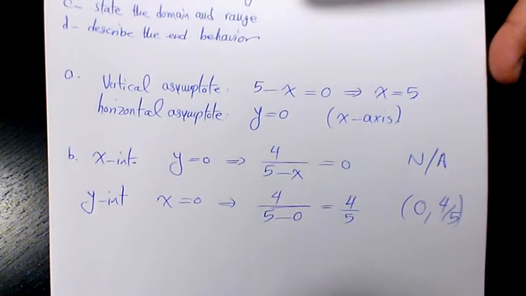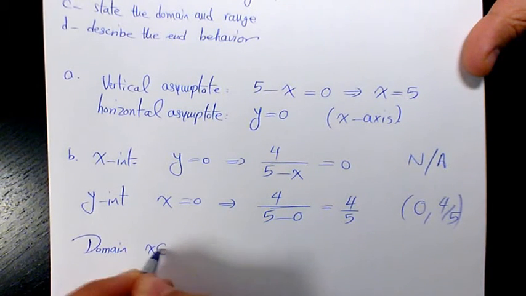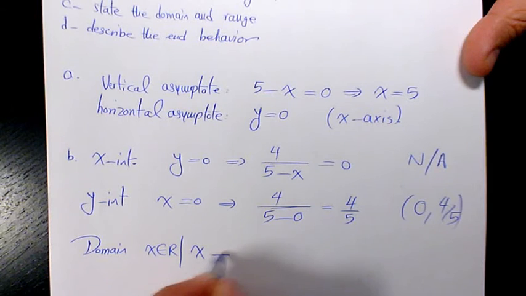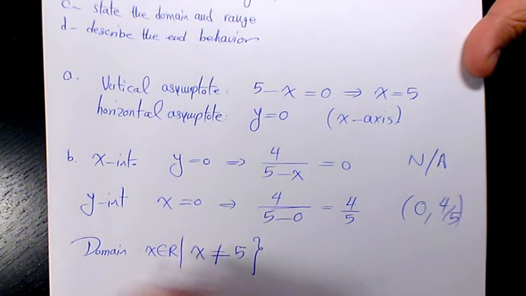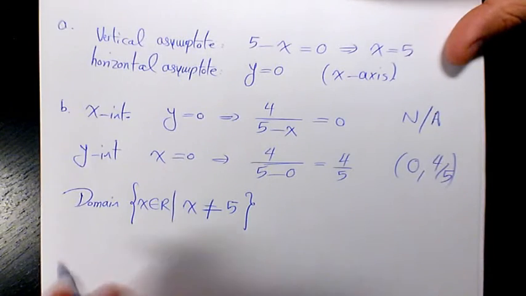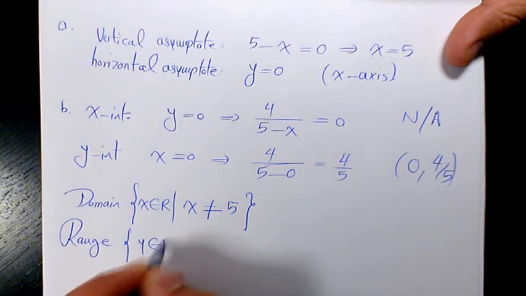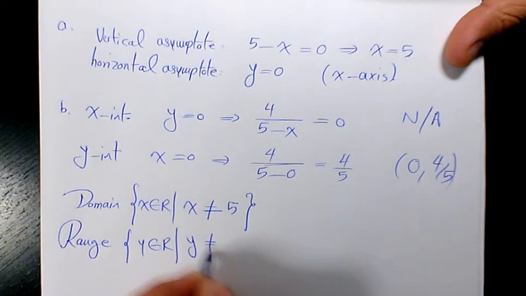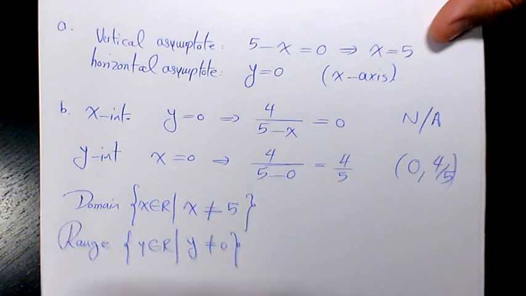Now let's state the domain and range. The domain is x is a real number, x cannot be 5 because we have a vertical asymptote there. The range is y is a real number, and y cannot be 0 because we have a horizontal asymptote there. So that's the domain and range.